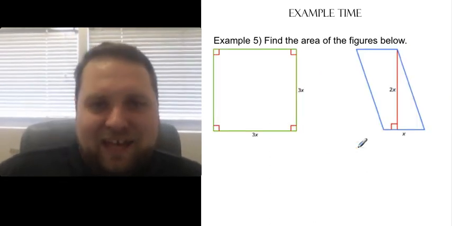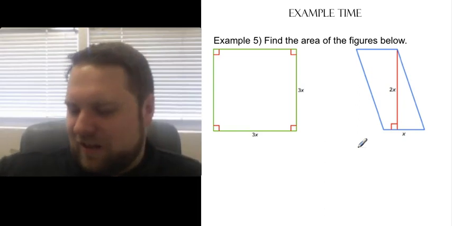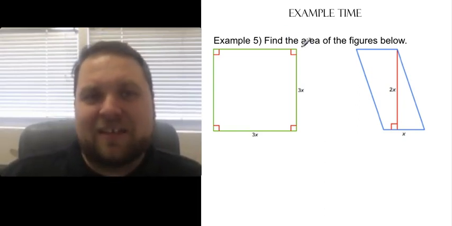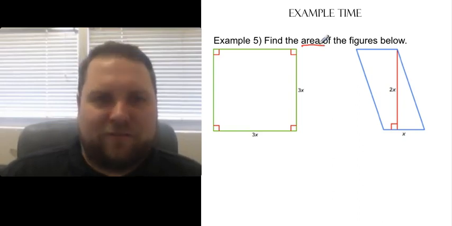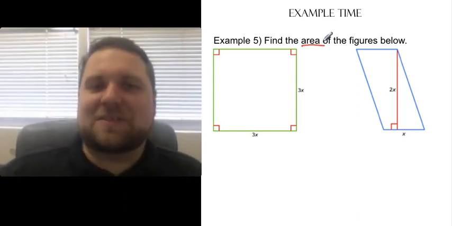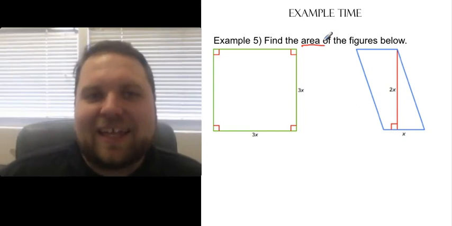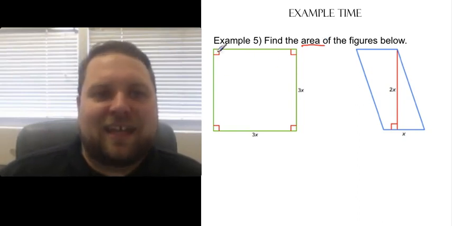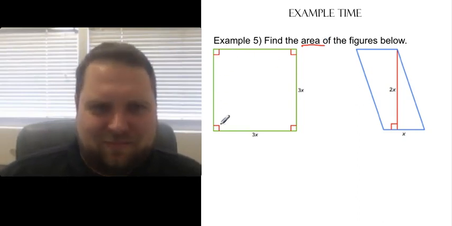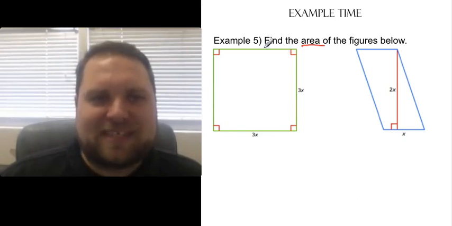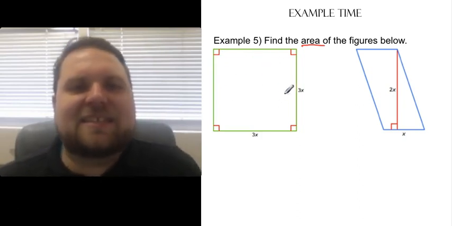All right, example 5. Now we're getting somewhere. Find the area of the figures below. Area, if you will recall from, this is probably middle school geometry, area is the way of describing all of the space contained on the inside of the figure. So we're asking how much stuff is on the inside.